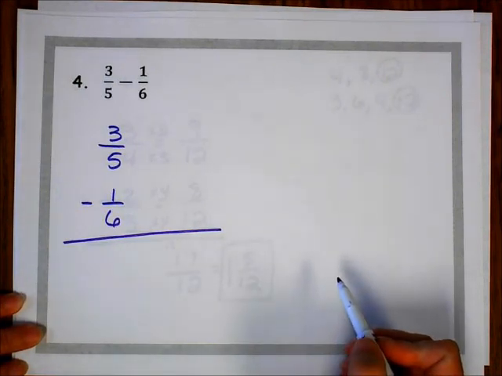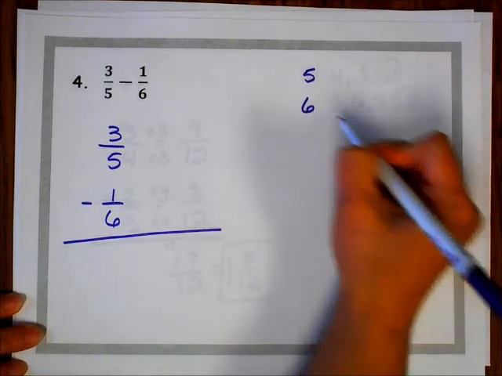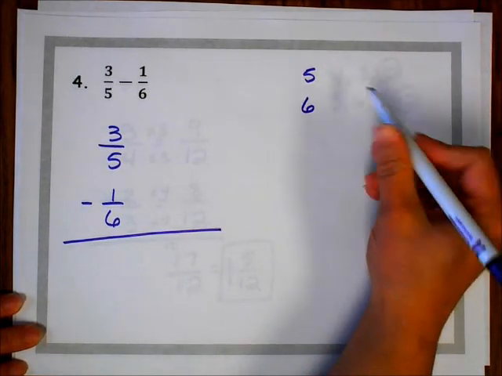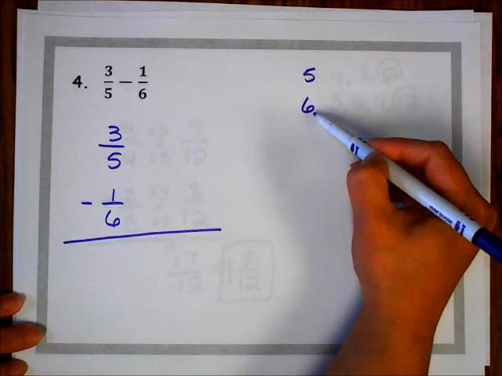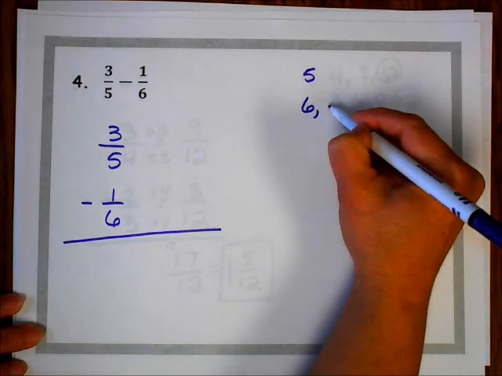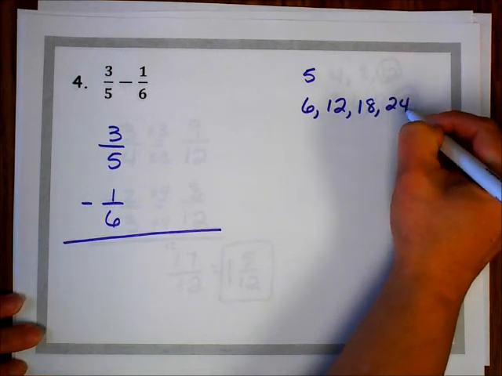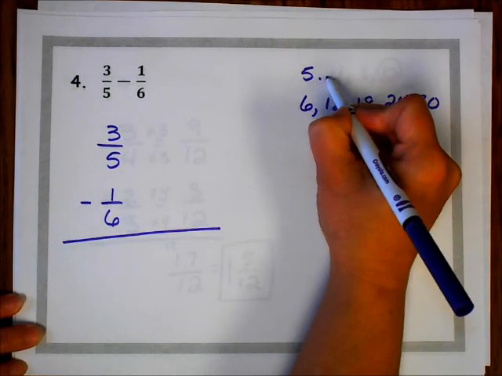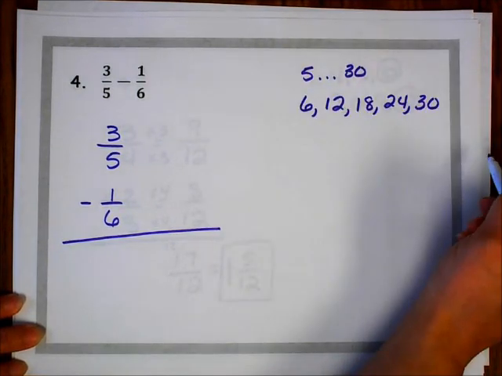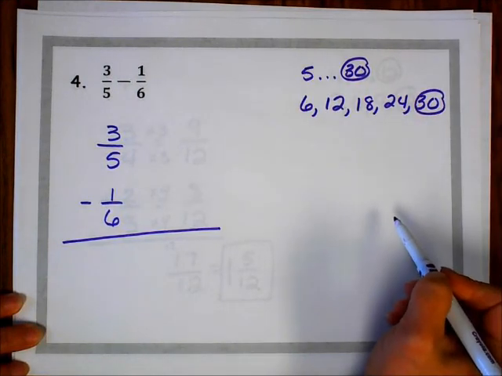My first step is to find a common denominator. So I'm going to count by 5s and I'm going to count by 6s. But I know all of my multiples of 5 are going to end in a 5 or a 0. So I'm going to count by 6s until I get to a number that ends in a 5 or a 0. So 6, 12, 18, 24, 30. I know that if I count by 5s, I will get to 30, so my lowest common denominator is 30.